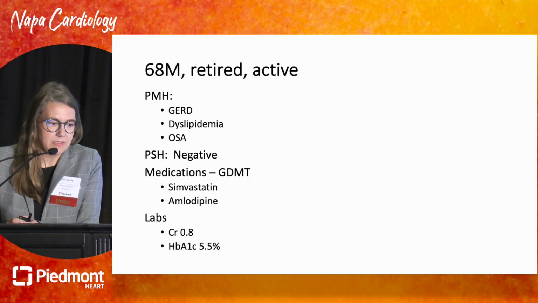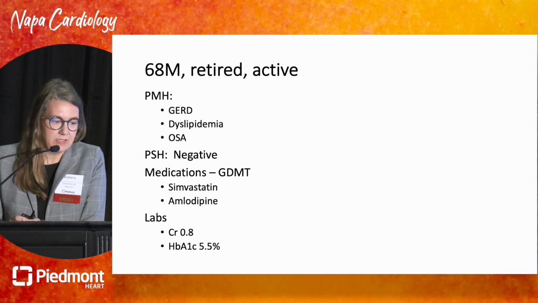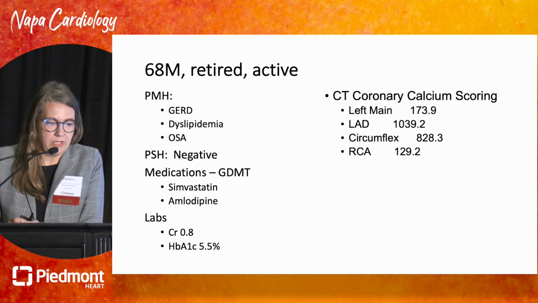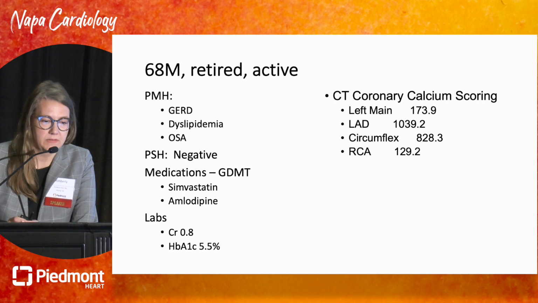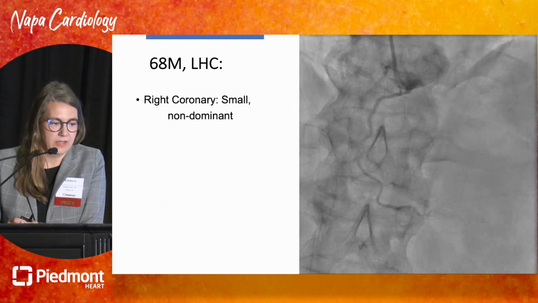Starting with a case, this is a 68-year-old gentleman. He is retired, very active, with a medical history of reflux, some dyslipidemia on medical therapy, obstructive sleep apnea, and really no surgical history. He's on goal-directed medical therapy, still has some dyslipidemia, and normal labs, hemoglobin A1C is 5.5. He was seen in an outpatient cardiology clinic, and they moved ahead with a coronary calcium scoring scan. He had significant coronary calcium, over 2100, and then proceeded with left heart cath.